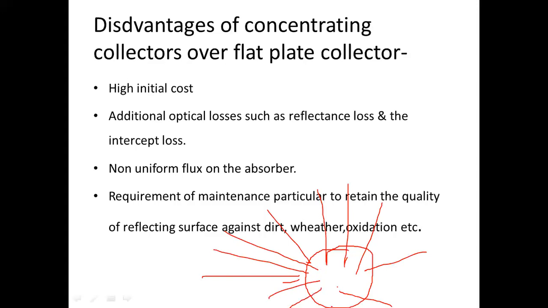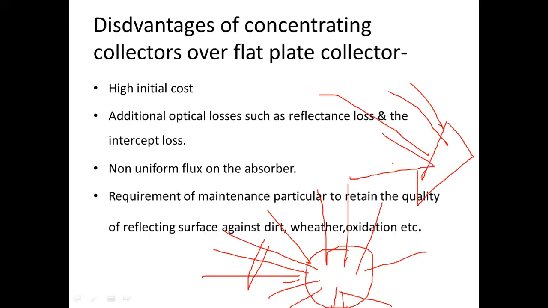So what happens if, because of some disturbance, those radiations get intercepted, for any reason? That will be a loss. And reflectance loss means what? We are collecting those radiations on the plates, and we are collecting those radiations at one place towards the absorber. Here suppose an absorber is placed and we are gathering all the radiation at this place.